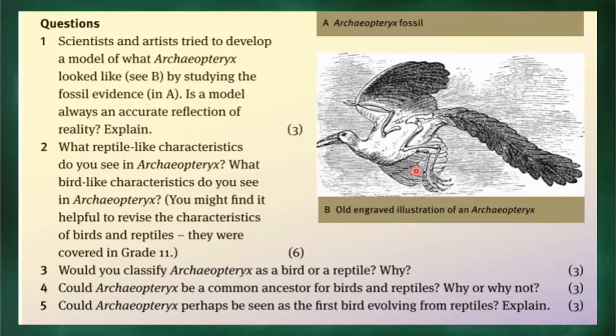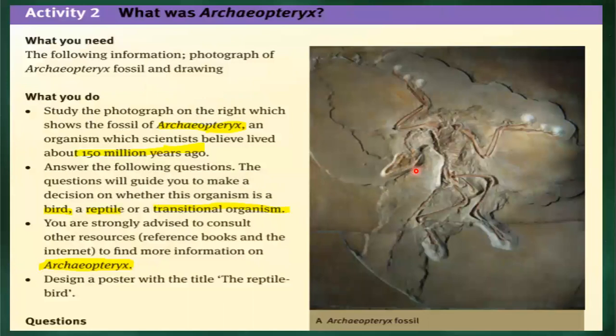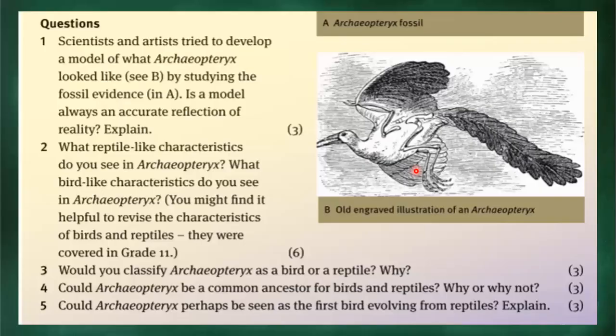Question 1: is a model always an accurate reflection of reality? Based on this fossil, this was the original and the real one. They found this fossil, but this drawing was just made to try and determine exactly what the original organism actually looked like. So this is the model that was then drawn. Question 1 is asking if a model is always an accurate reflection of reality, and you need to explain that.